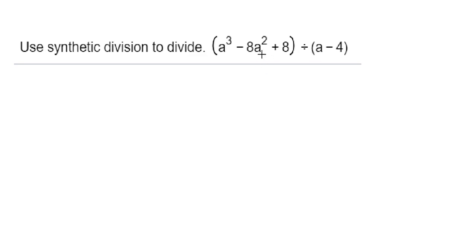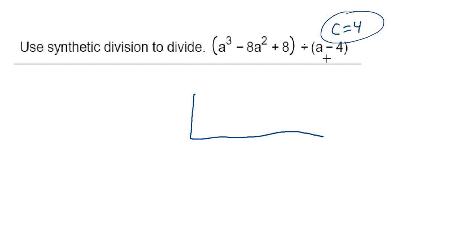So this one has a quirk, like we saw earlier. We're missing a power of a. We have a to the third power, a squared, and then a to the first power is missing. So that's another thing we'll have to be careful about when we set up synthetic division. C in this case is equal to 4, right? It's positive 4. It's going to be the opposite sign of that number.